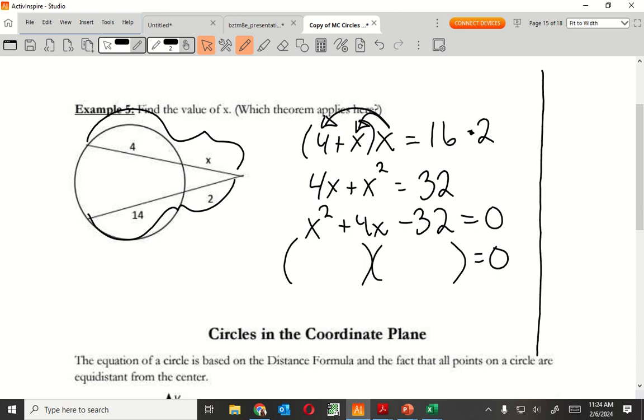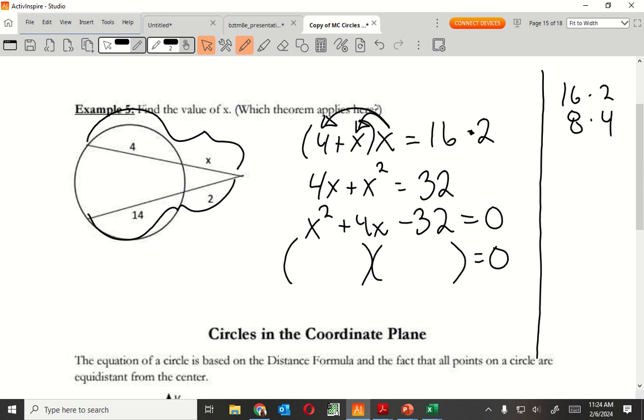So I'm going to go off to the side right here. So 16 times 2. Okay. Give me another one. 8 times 4. Very good. 8 times 4. Anything else? 4 times 8. We have the same thing. 4 times 4. No, it's 16. It looks like that's going to be it.